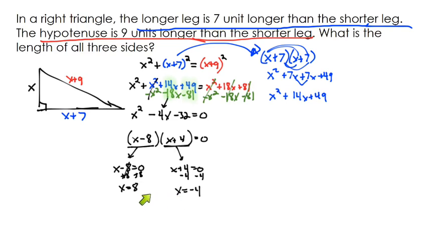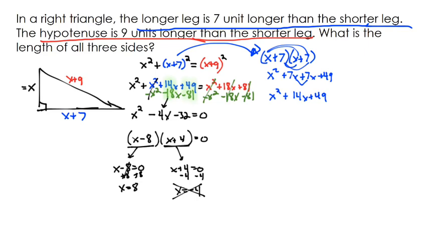Now, let's interpret our answer. That's important here. Keep in mind, we defined x as the length of the shorter leg. And so if x is negative 4, that would mean we have a negative distance or a negative length, and that doesn't make sense in terms of this problem. Although it's a valid solution to this equation, given the context of the problem, we're going to throw it out as an extraneous solution.